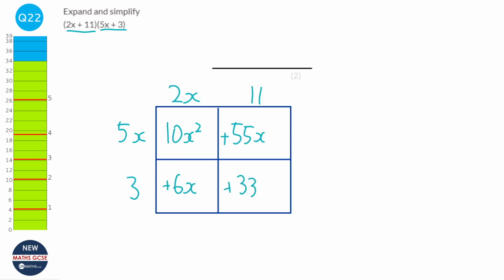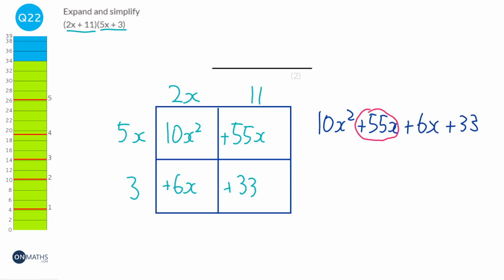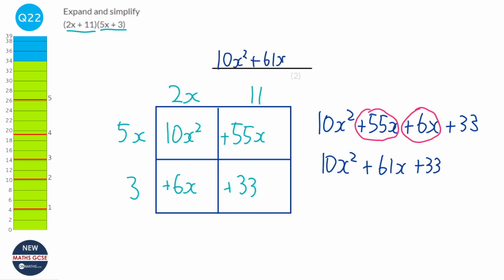So when we put them all together, we get 10x squared plus 55x plus 6x plus 33. You can see that the x terms are like terms, so we can add them together. So we get 10x squared plus 61x plus 33. So our answer will be 10x squared plus 61x plus 33.